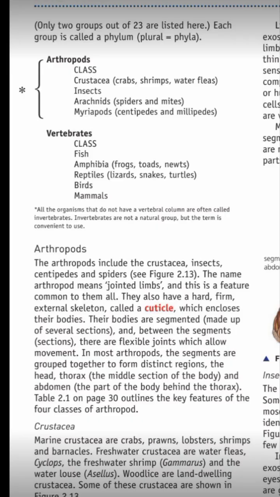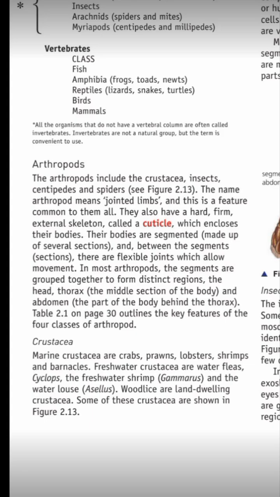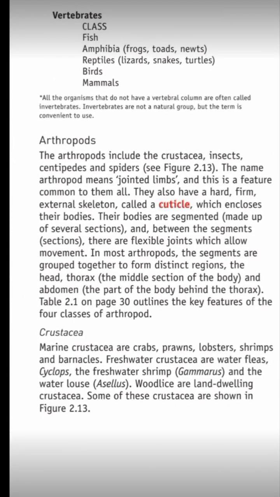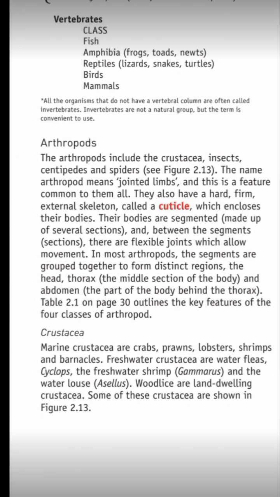Now we will discuss the arthropods. Firstly, the definition: arthropods are animals with jointed limbs. These are the basic characteristics, that they have jointed limbs and a hard external skeleton called the cuticle, and their body is segmented. The other feature is that there are flexible joints between their segments. Okay, keep in your mind that they have jointed limbs, an external skeleton known as cuticle, a segmented body, and flexible joints between the segments.